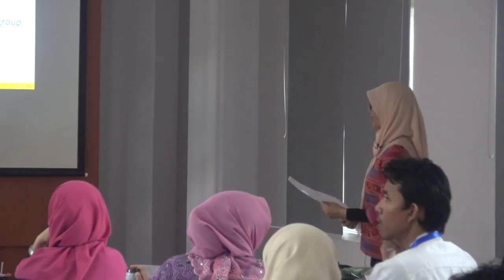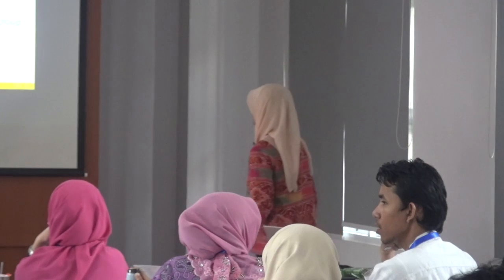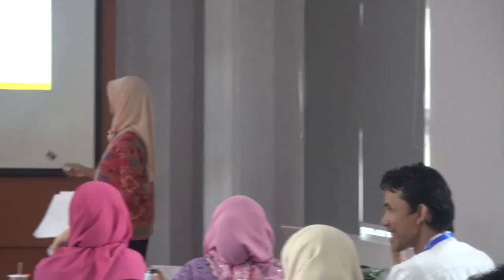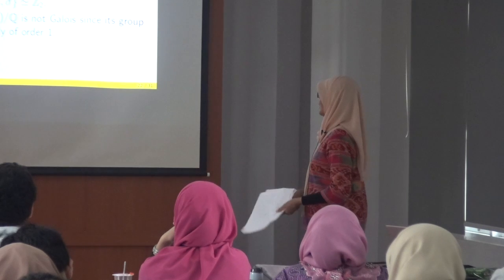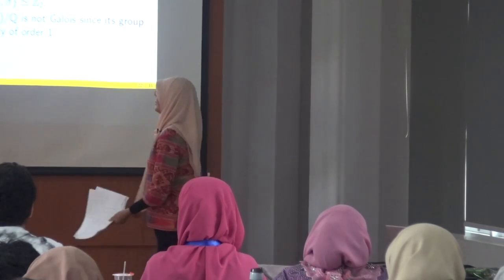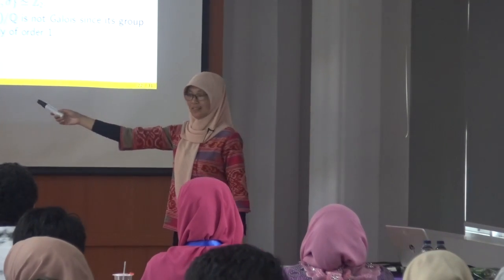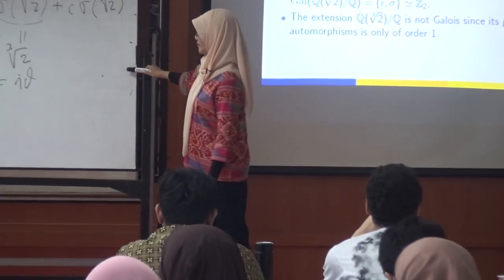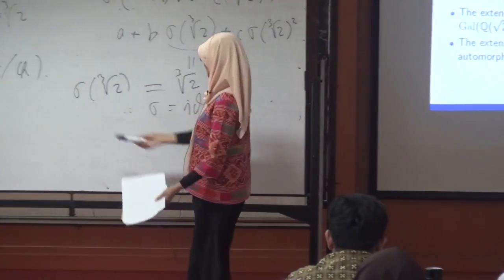Okay. Now we come back to our last example. This is Q(square root 2) over Q. This is Galois, with Galois group isomorphic to Z2, but the extension of this one is not Galois. Why is this one not Galois?